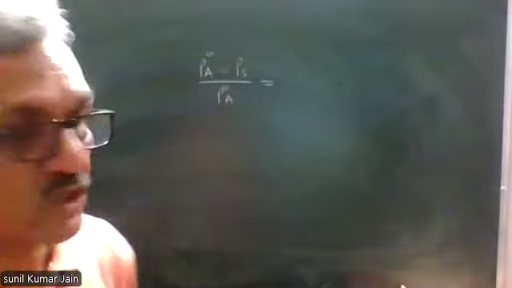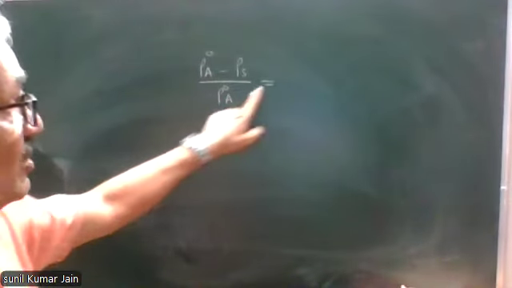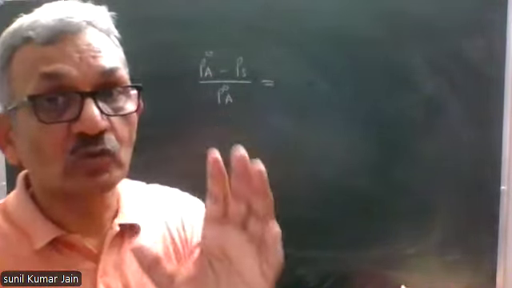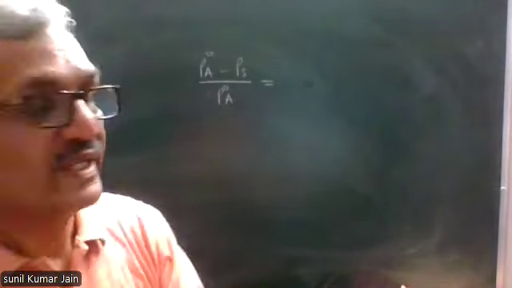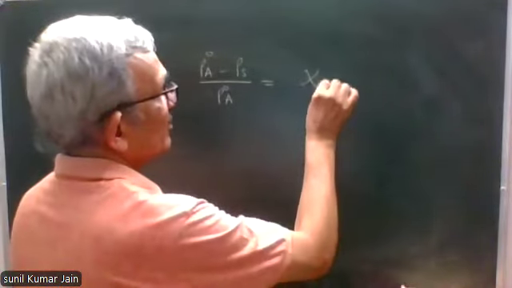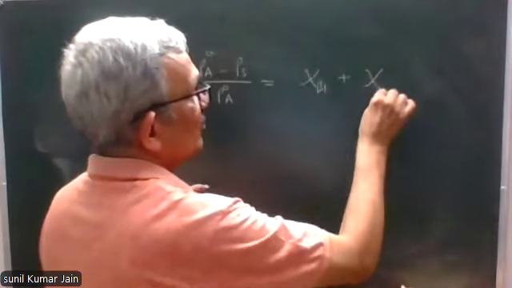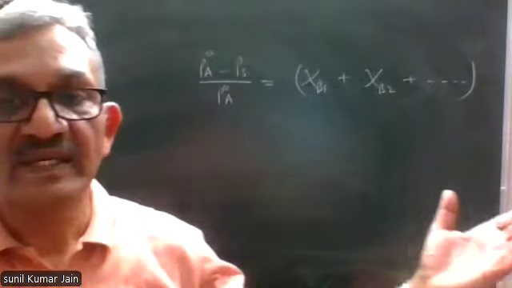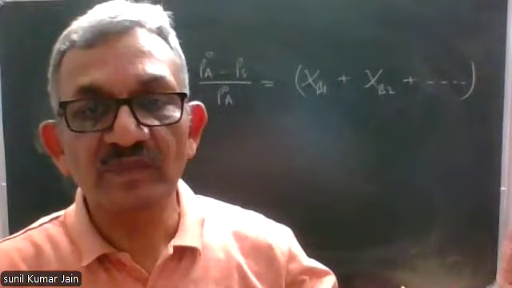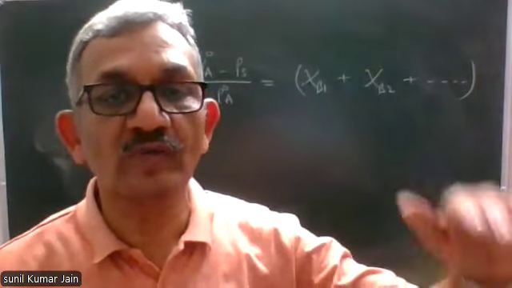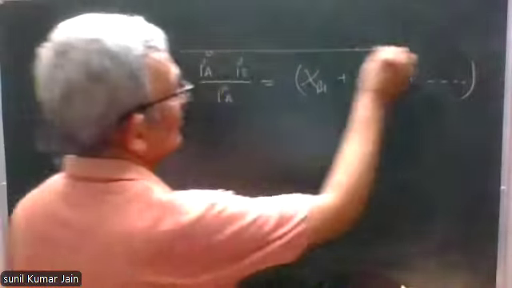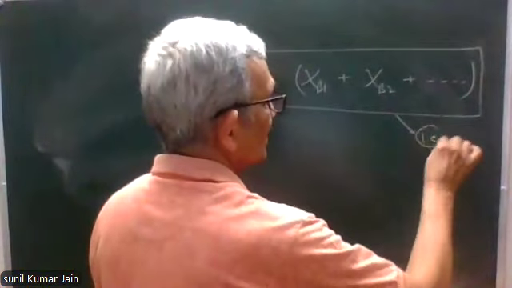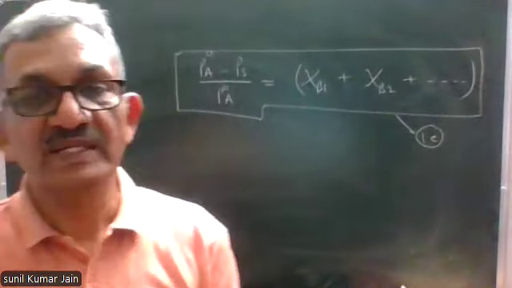Earlier equation 1a was P0A minus PS upon P0A is equal to chi B, that is mole fraction of solute. But now if there are two or more than two non-volatile solutes, then it will be mole fraction of solute 1 plus mole fraction of solute 2 plus so on. It means the right hand side now becomes the sum of the mole fractions of all non-volatile solutes. Label this equation as 1C.